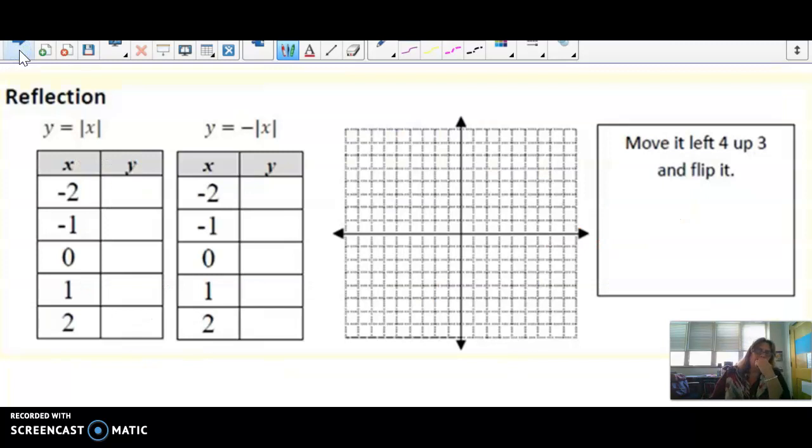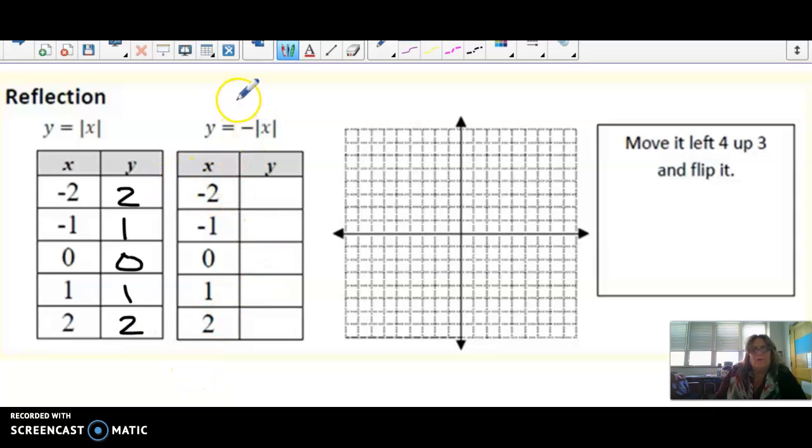When we talk about reflecting something across the x-axis, let's look at our equations. The absolute value of a negative 2 is 2. Absolute value of a negative 1 is 1. Absolute value of 0 is 0. Absolute value of 1 is 1. And the absolute value of 2 is 2.